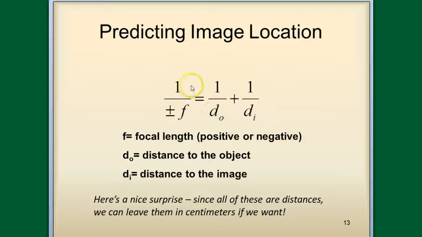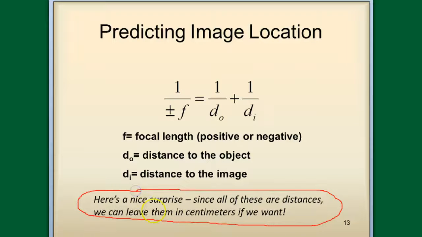So to predict the image location, we use this equation, 1 over f equals 1 over do plus 1 over di. Do stands for distance to the object, di distance to the image, and f is the focal length. A couple of things you need to know about this equation. First of all, it's really, really cool that this is the first equation all year long that we have not had to convert. You do not have to convert the units in this. It can be in centimeters. Centimeters are what we're going to use most often. But it doesn't matter what the units are because they're all distances. So as long as they're all in the same units, then you're okay. You don't have to convert anything as long as everything is the same.